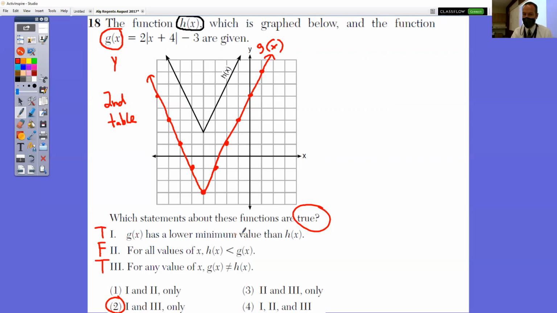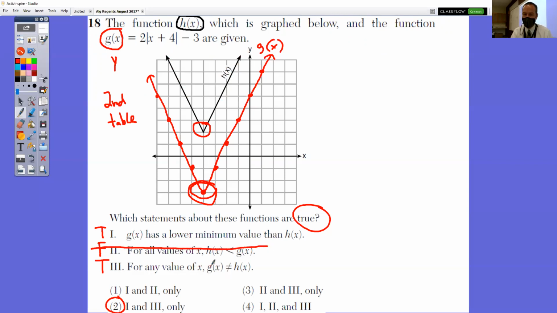G of x has a lower min than the h of x. Well, here's the min for g of x. Here's the min for h of x. Is that lower? Yes, it is. That's a true statement. For all values of x, the h of x is less than the g of x. Well, the h of x is actually higher than, or greater than, the g of x. So that is not true.